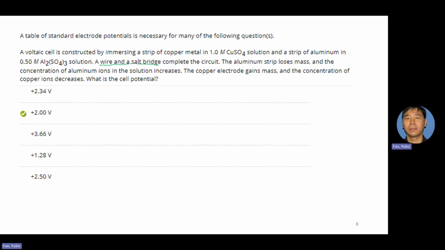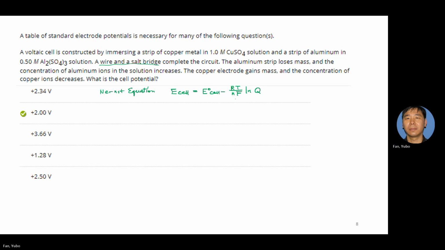For this question, we need to use the Nernst equation. The equation is this way: the cell potential equals the standard cell potential minus RT over n times Faraday's constant times log Q, where Q is the reaction quotient.